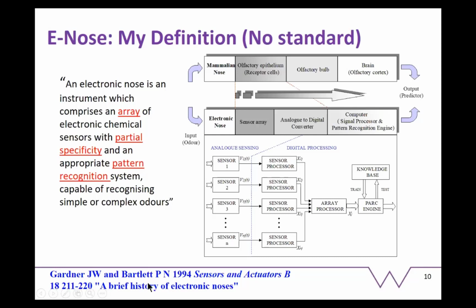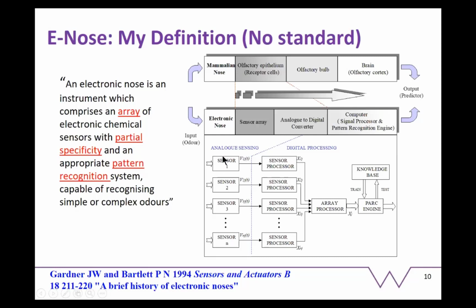So I published one, a little controversially perhaps, in 1994 in a paper which I entitled A Brief History of Electronic Noses. I was cribbing another person who used the phrase a brief history. I defined it as an electronic instrument which comprises an array of electronic chemical sensors with partial specificity. That means they have overlapping sensitivity; they don't respond just to one odorant. Then you need a pattern recognition system, which enables you to classify and recognize simple odors, that's a single odorant, or complex odors, which could be tens or hundreds of different odorants.